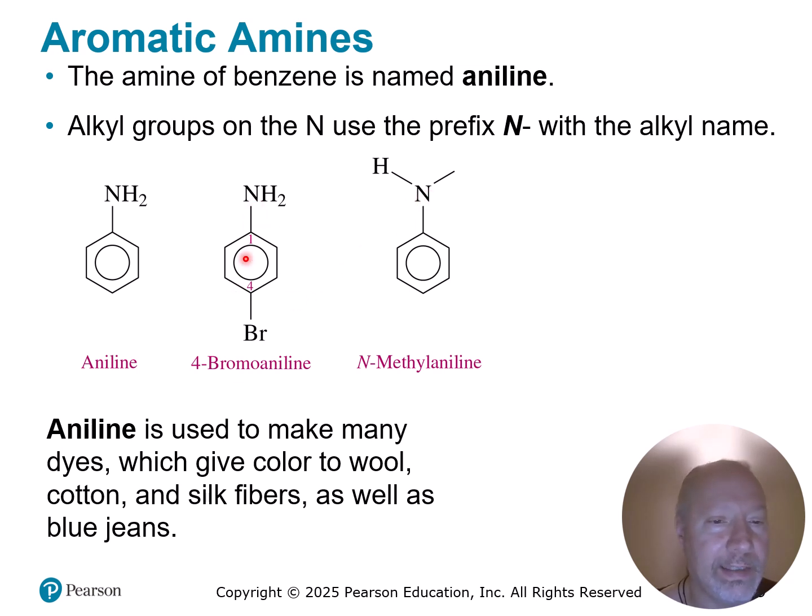And this one here, very simple, 1, 2, 3, 4. It's going to be 4-bromoaniline. And we just use that root aniline, which is used for many dyes, not unlike indigo that we just saw, which is a little more complicated of a molecule. But aniline can be used for dyeing silks and cotton and all sorts of things.